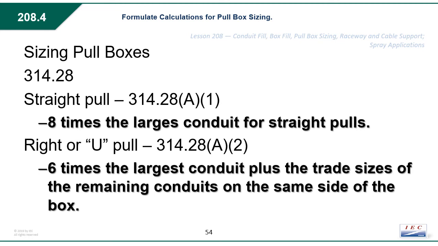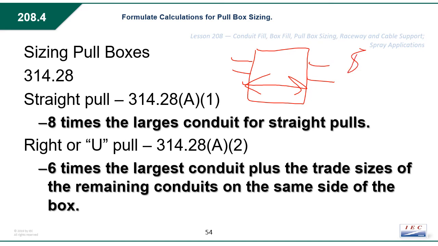So for a straight pull, if I have a box, and let's say I have a 4-inch conduit here and a 4-inch conduit here, this box width between here and here needs to be 8 times that 4-inch conduit, 32 inches. The minimum width of that box would have to be 32 inches. And that's for just a straight pull.